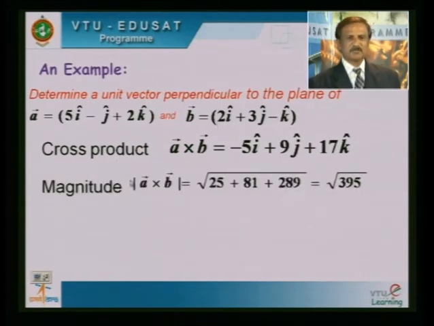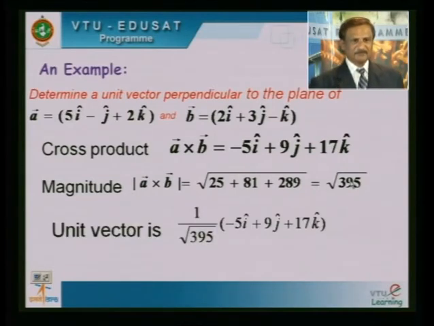Now I want to calculate modulus of A cross B. How do you calculate? Square root of coefficient of i square. What is the coefficient of i? Minus 5. Minus 5 whole square means 25. Coefficient of j is 9, 9 square is 81. Coefficient of k is 17 square. After simplification, you get square root of 395. That is the magnitude of A cross B, right?